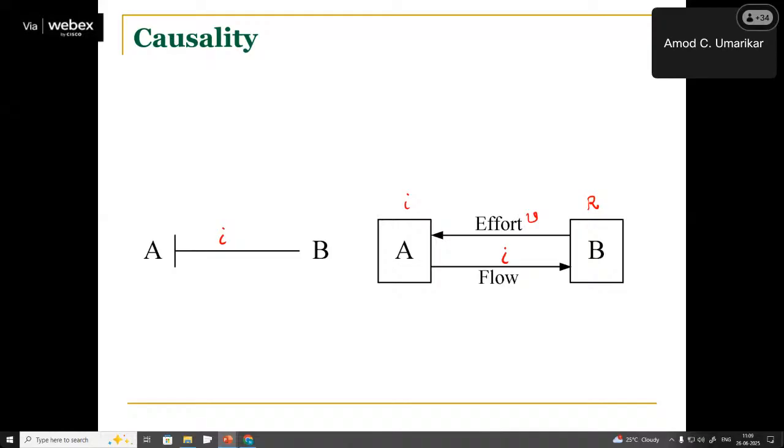So now, if you see from the B side, what is happening? B is applying effort on A. In turn, A is applying flow on B. Now don't get stuck here. If I go further, then it will be more clear to you what I am going to say.